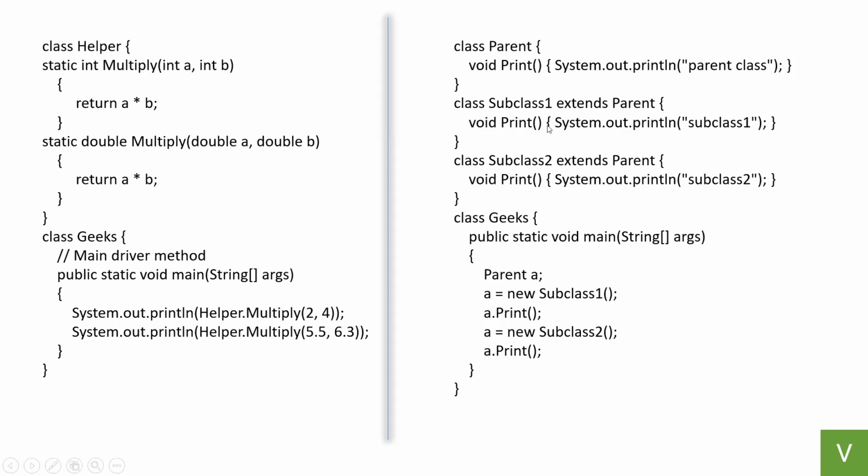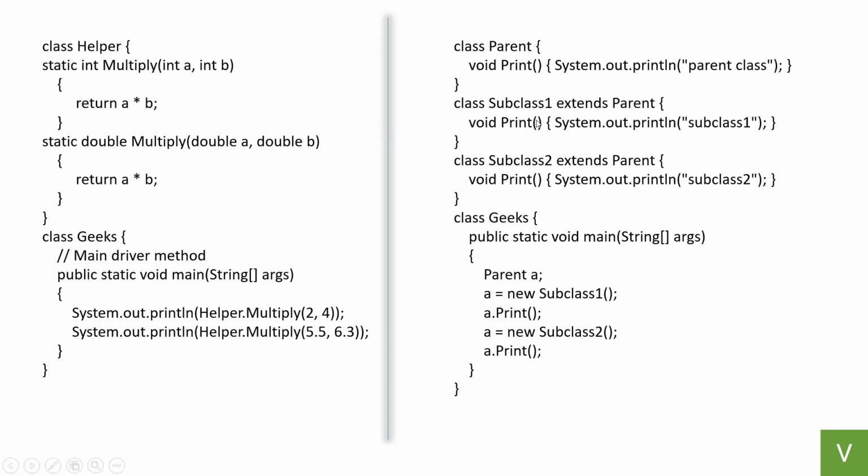Now let us look at what is meant by method overriding. In method overriding, a parent class is present, and two subclasses can be derived. This is known as multi-level inheritance. As we know, the execution will start from the main function. In the main function, we create an object of the parent, A. Here A is the object. A is equal to new subclass of 1.